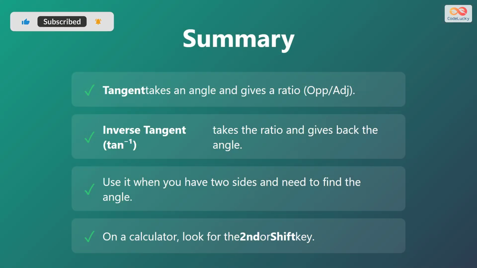To summarize, tangent connects an angle to a ratio. Inverse tangent connects a ratio back to an angle. Use this whenever you have the two legs of a right triangle and need to find the degrees of the corner. Thank you for watching.